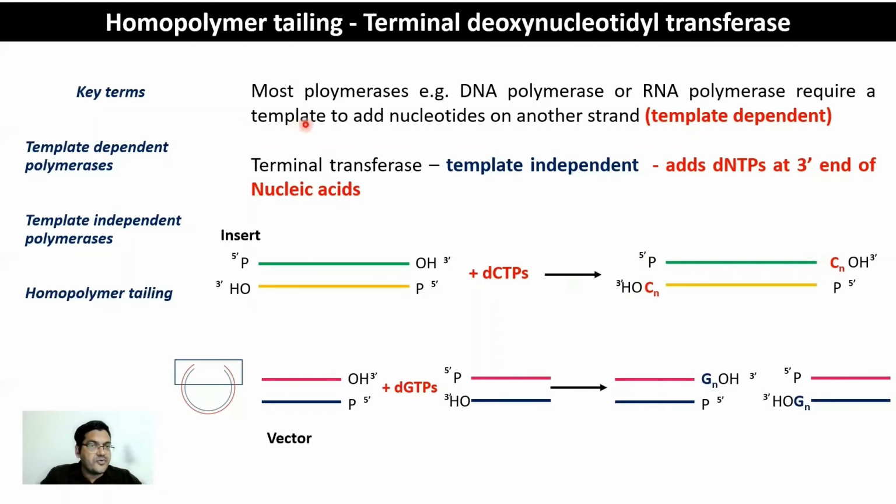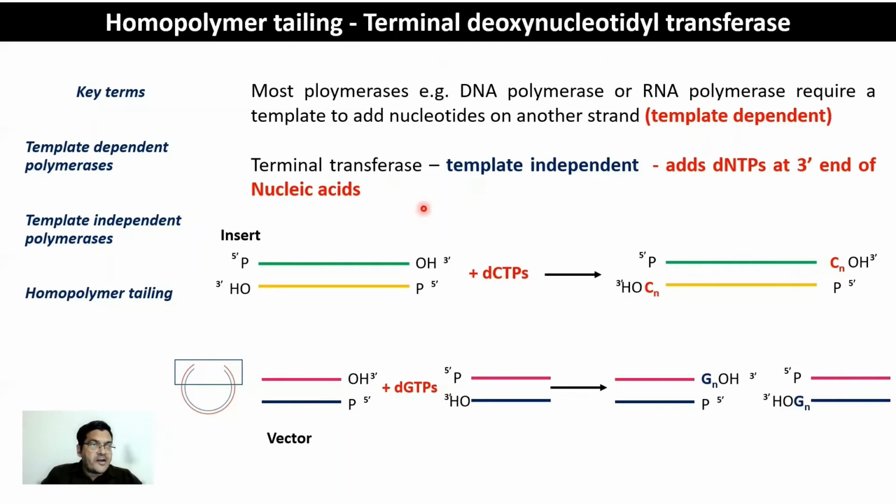Some of the key terms here, and I'm sure some of the terms you may not have heard before. Template dependent polymerases: both DNA polymerase and RNA polymerase are template dependent. Unless there is a template present, they are not able to add nucleotides, because they require a template to add complementary nucleotides to a pre-existing oligo. Template independent polymerases, as I told you, are terminal deoxynucleotidyl transferase or terminal transferases.